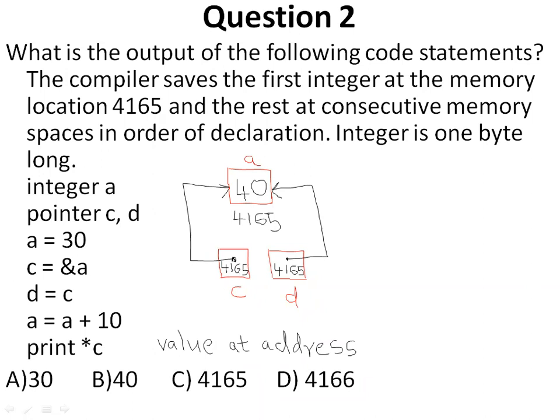What is the address in C? 4165. So what is the value present in 4165? That is nothing but the value 40. So whenever you say print star C, 40 is printed on the screen. Which is the correct option now? B is the correct answer.